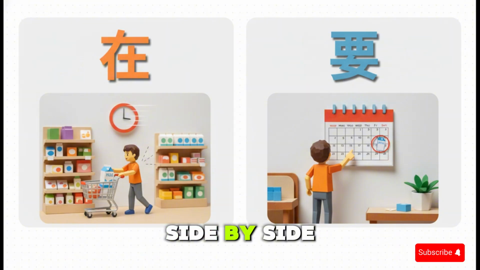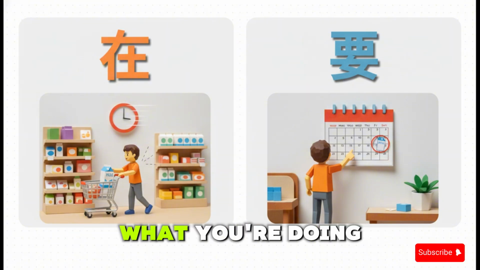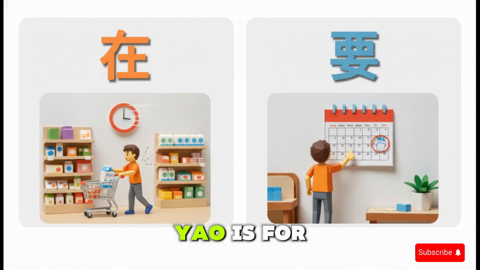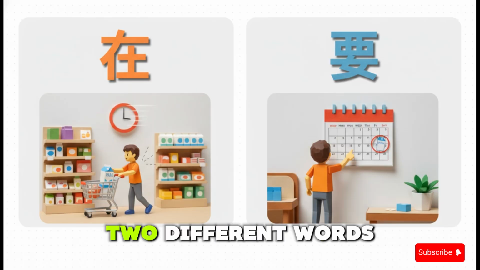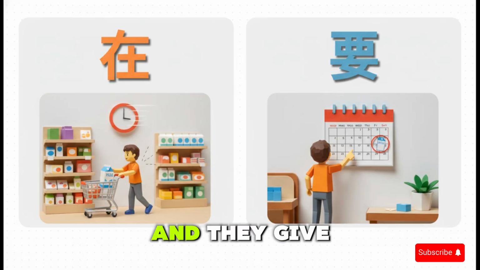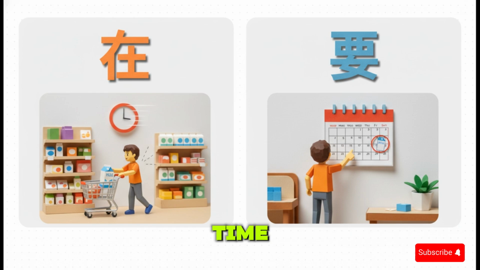So here they are, side by side. You can really see it now. 在 is for the immediate moment, what you're doing right now. 要 is for what you're planning to do later. It's amazing, right? 2 different words, same exact placement, and they give you 2 totally different points in time. The whole system is just so logical.